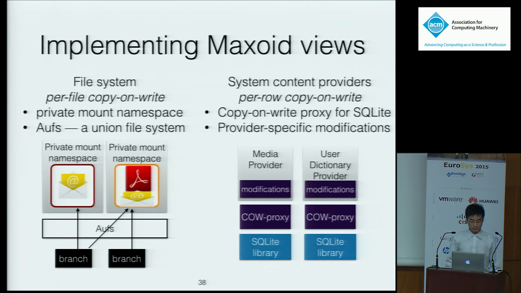And here are some implementation details of Maxoid. The Maxoid views contain both the file system and the data in the system content providers. For the file system, we leverage the mount namespace mechanism in Linux and use a union file system, AUFS, to mount different branches of the file system to different app instances. In this way, we implemented per-file copy and write for delegates.